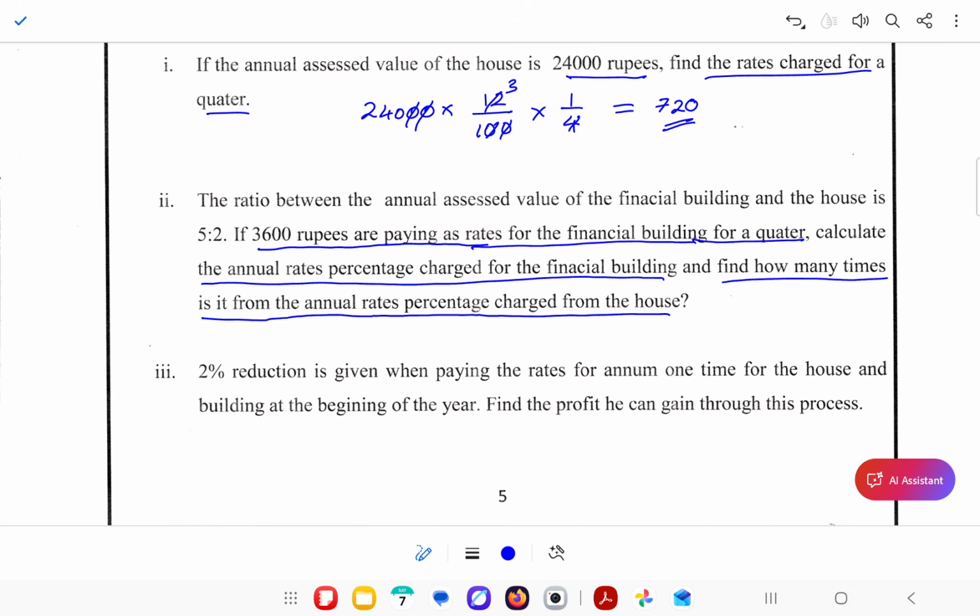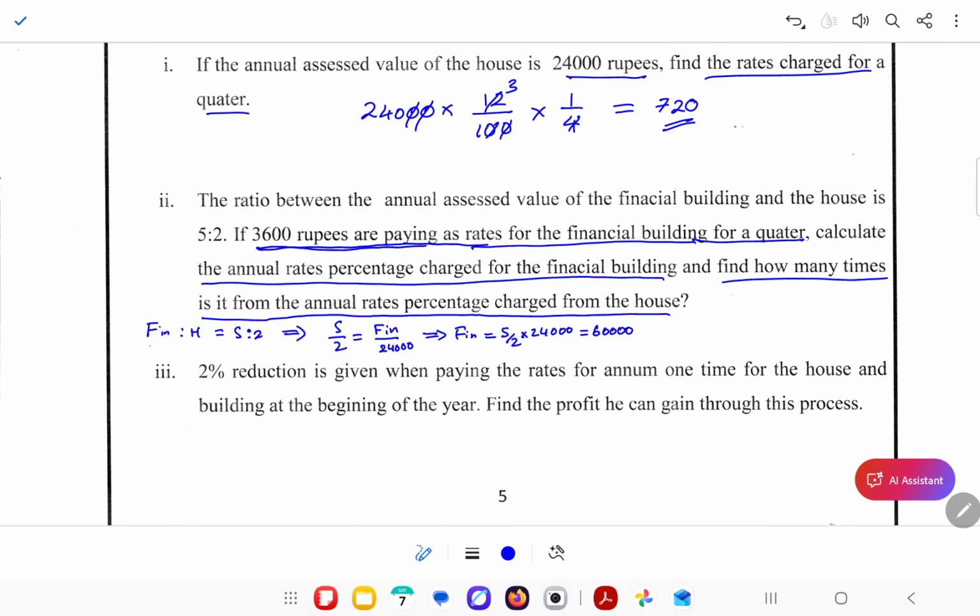So the financial building to house is 5:2 ratio, the value. So what is the financial building value then? Financial to house is 5:2. So 5 over 2. The house we know is 24,000. So then the financial building is what? 5 over 2 times 24,000. So 12,000 into 5, 60,000. So we have to first find that.